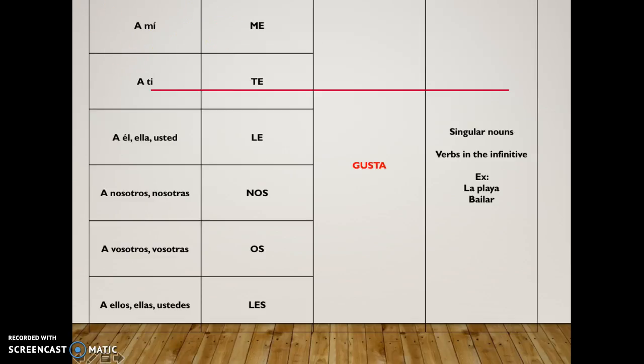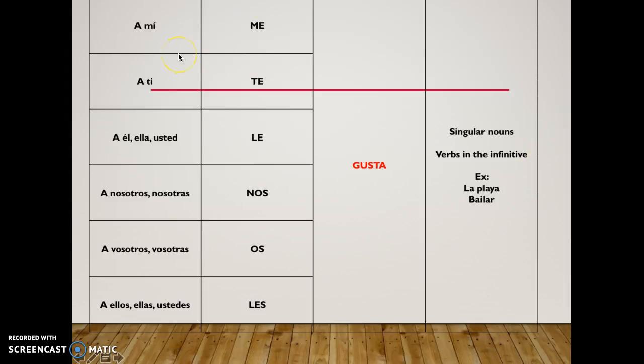So, if I like something, let's just say book. I like the book. Then I use gusta, the singular, okay? And who likes it? Me. I like it. So you use me. So first, basically what you're doing is writing a backwards sentence. You're saying the book, el libro, is pleasing, gusta, to me, me. So what you really do is you write me gusta el libro.